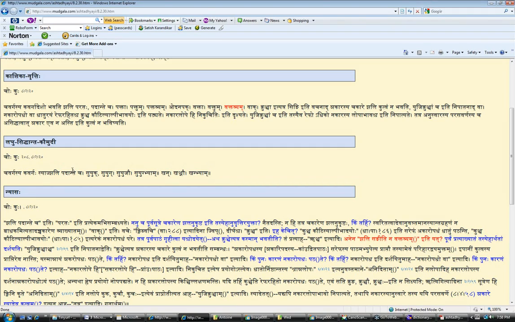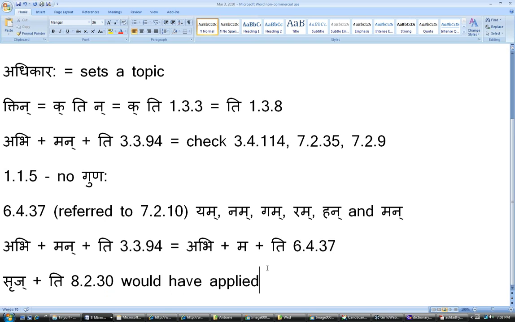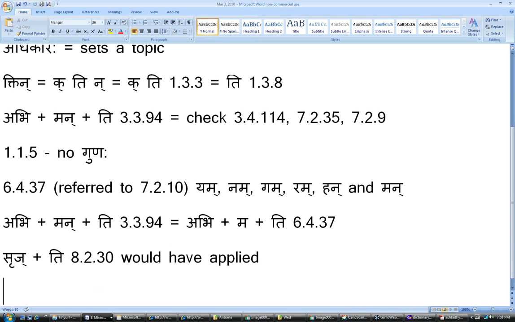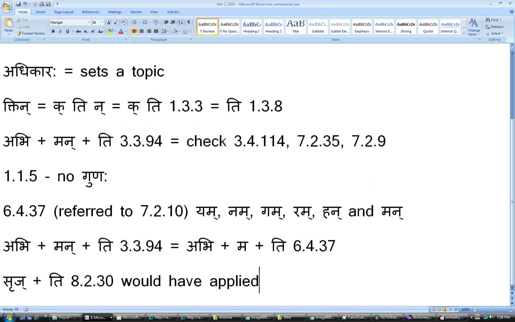When jali padante cha. And for us, we have jali. That would have applied. But we don't want it to apply. Why not? Because the final form is what? I think we all know the final form is srishti. So we are looking for the form srishti. We want to get this form srishti.